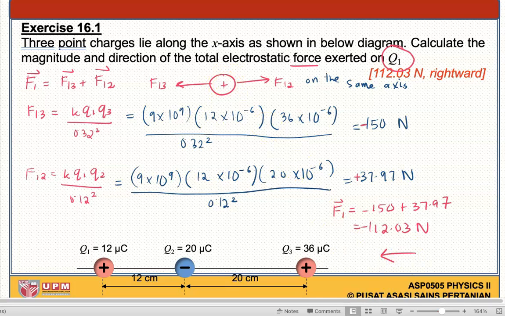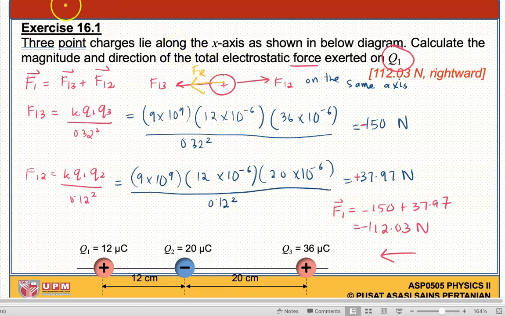Now, if I were to draw that, if I were to label the resultant force on this charge Q1, the resultant force is this way. What is the direction? The direction is to the left. Is there any angle associated with the resultant force? No, the angle is 0, but to the left.